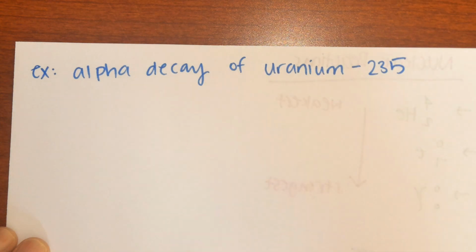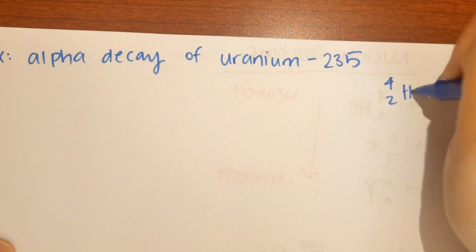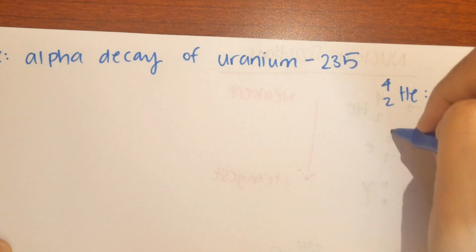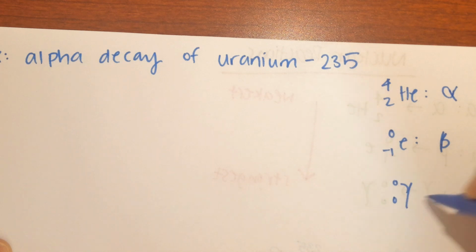So remember, alpha is, so I'm going to write this to the side where we have reference, so 4/2 He, that's our alpha, our electron is our beta, and then our 0/0 is gamma, obviously.